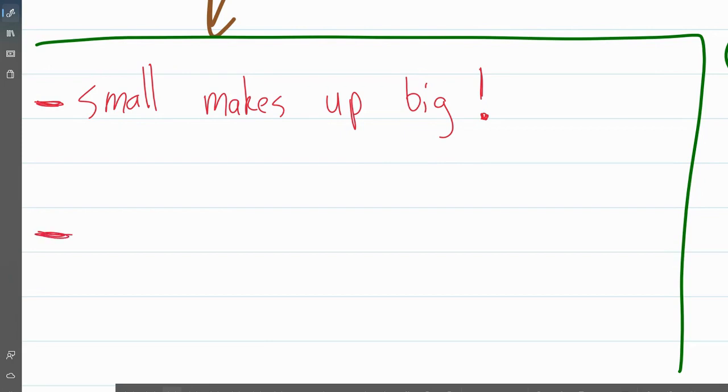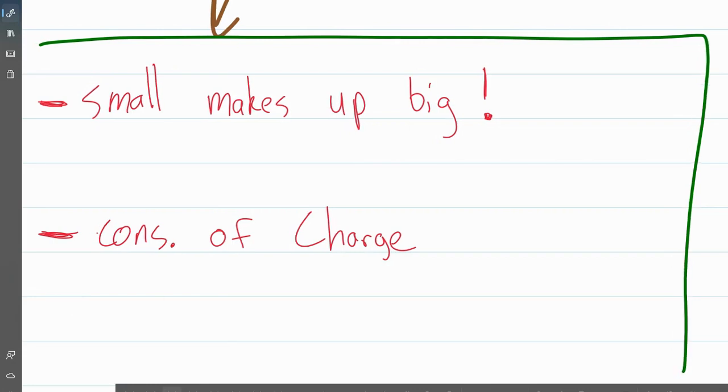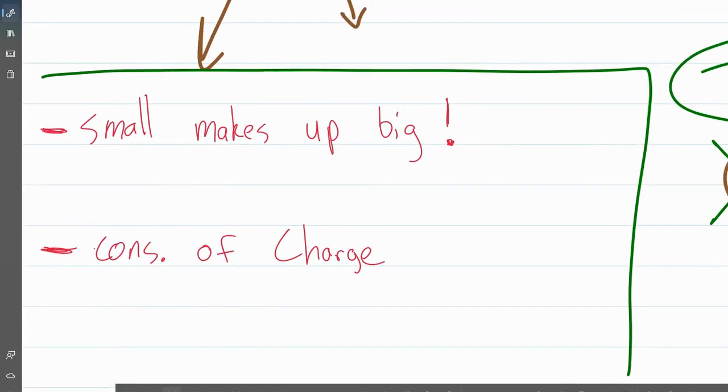A second thing they want you to remember is conservation of charge. Whatever charge you start with, you have to end with that amount of charge. Period. End of story. No exceptions to that one. Conservation of charge, one of our fundamental laws of physics, just like conservation of energy, conservation of momentum. So there's our conservation of charge. That's what AP really wants you to remember. Small makes big, conservation of charge. If you remember those two things, you'll be just fine.